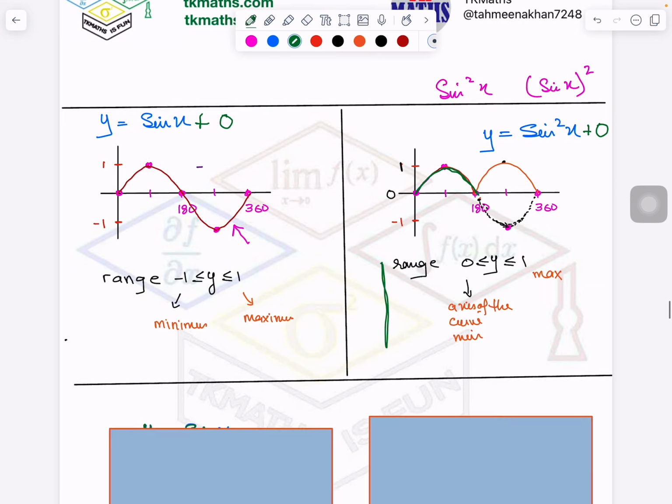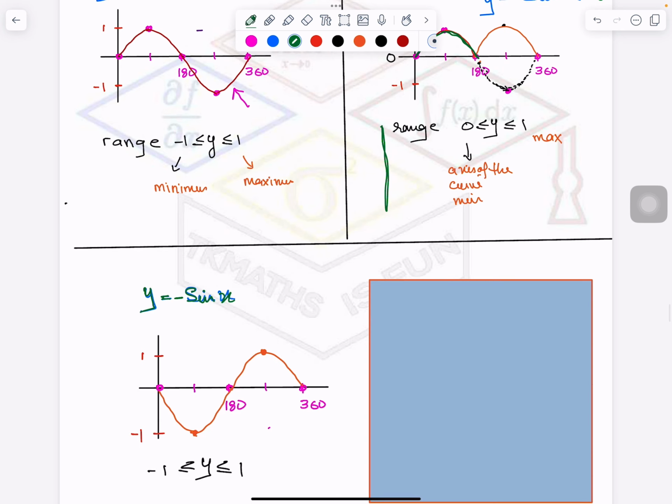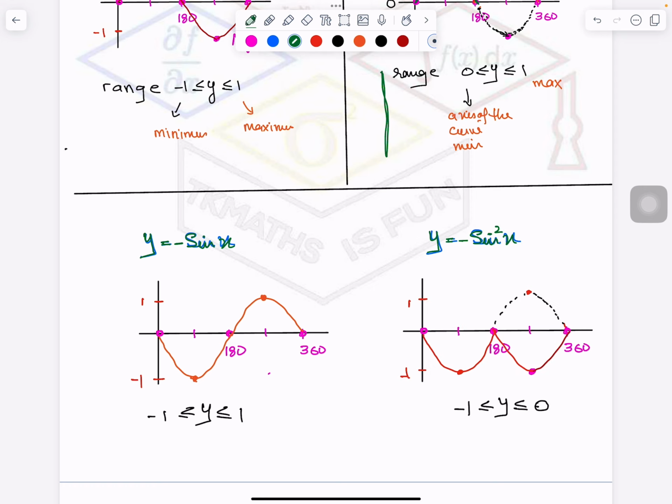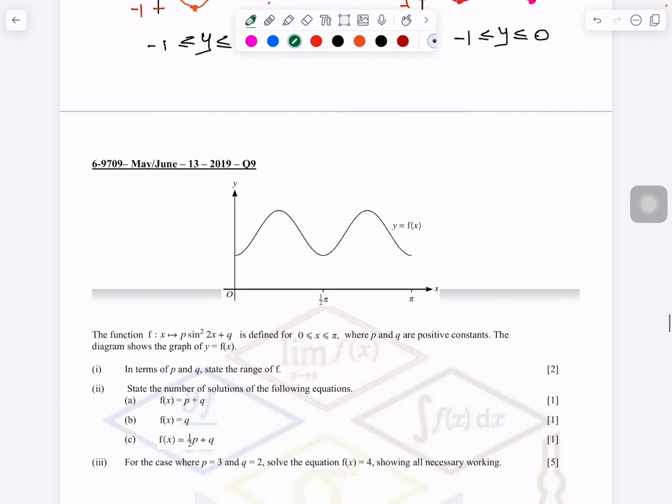Okay, now let's see here. If I have negative minus sin x, right? The graph reverses. It is a reflection in the x-axis now. And if I take a square here, now this will be the shape of the curve and your range will be -1 to 0, right? So now let's go back to the question.